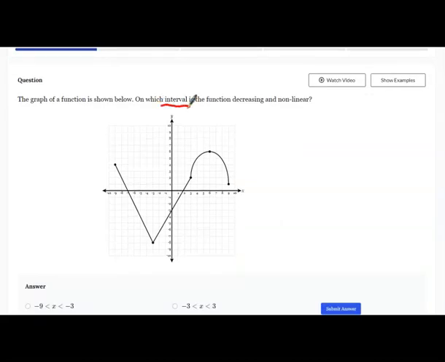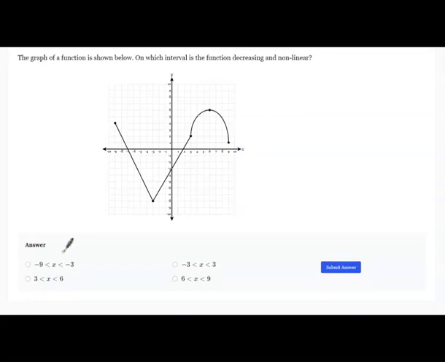On which interval, which section, is the graph decreasing and nonlinear? Again, when you're using your eyes to read a graph, our eyes would be going down, then up again, but then down. Okay? So the parts that are decreasing are this section and this section. The part that is not linear is only this section. The question is, when does it start and when does it end? So look carefully at your x values so you can identify that interval between 6 and 9.